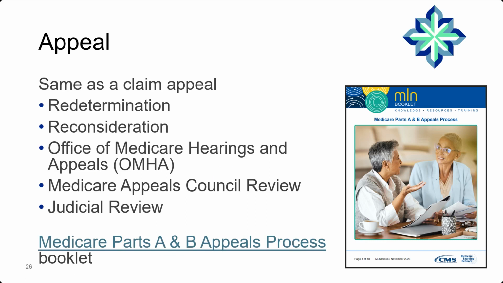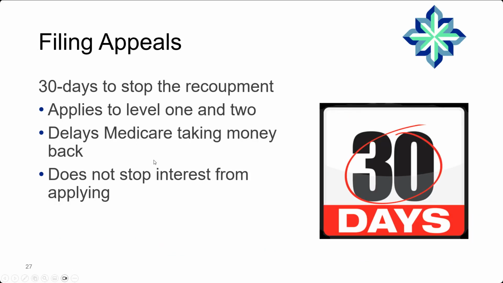It is the same 5 levels of appeal, beginning with the redetermination, and it has the same time frames. Nothing changes about that. So I'm not sure where people felt like that change occurred. It doesn't change. In other words, the first level of appeal, which is a redetermination, has to be filed within 120 days to the Medicare administrative contractor. Not sure what else you're looking for with that.